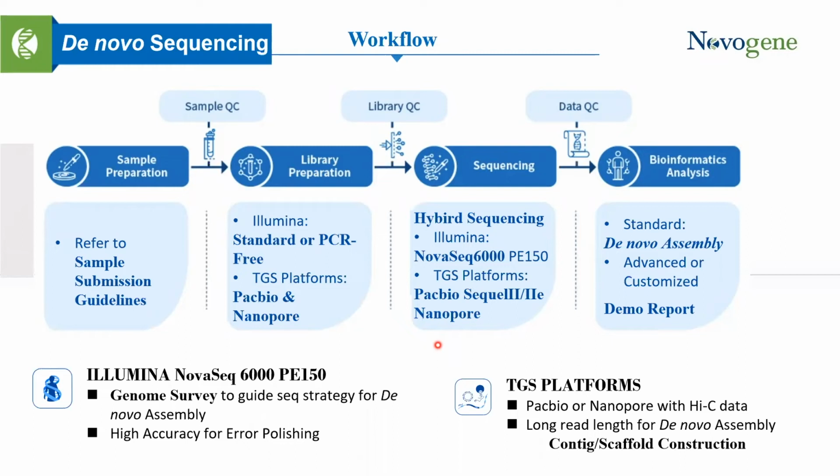So in de novo assemblies, next generation sequence data will be analyzed for the genome survey to get the sequencing strategies and with high accuracy for the subsequent error correction. And meanwhile, the PacBio or the nanopore long sequencing reads together with the Hi-C data will enable the de novo assembly to the contig or the scaffold constructions.